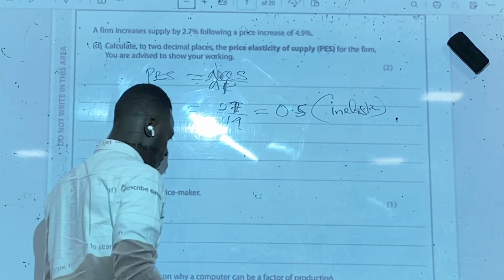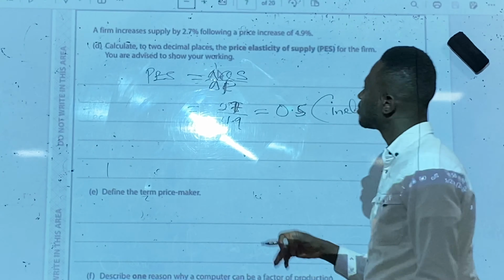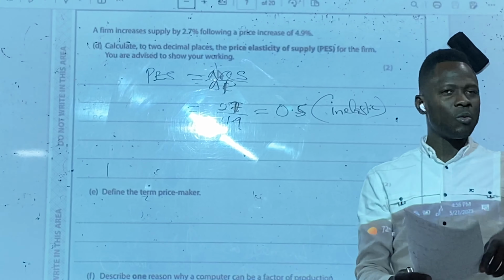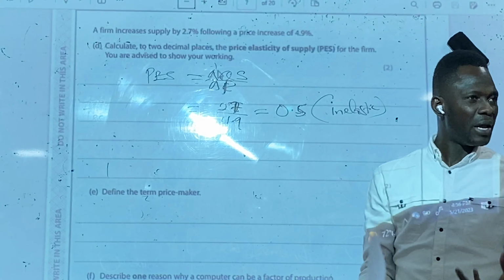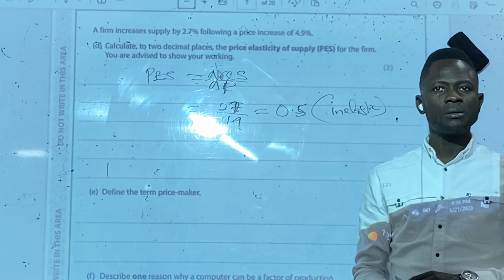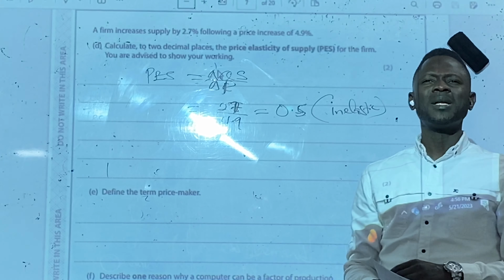I think it's clear, right? Shall we move on? All right. Price maker. Who is a price maker? A price maker is a firm that makes the price because of its dominance. I wrote the dominant company that sets the price.